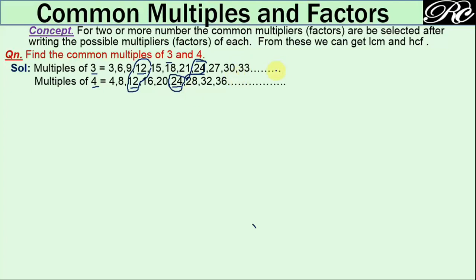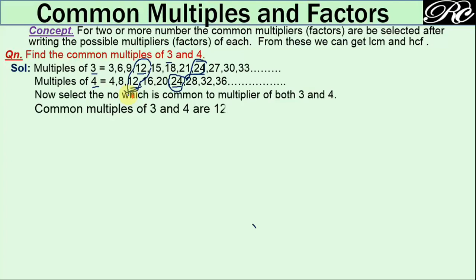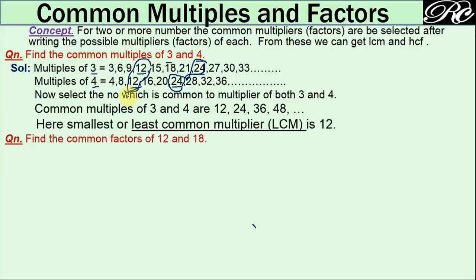So the upper end of multiples can go up to infinity, but the lower end is important, and this lowest common multiple is called LCM. So the common multiples of 3 and 4 are 12, 24, 36, 48, and the LCM, or lowest common multiple, is 12. More detail we will learn in the next section called FTA.